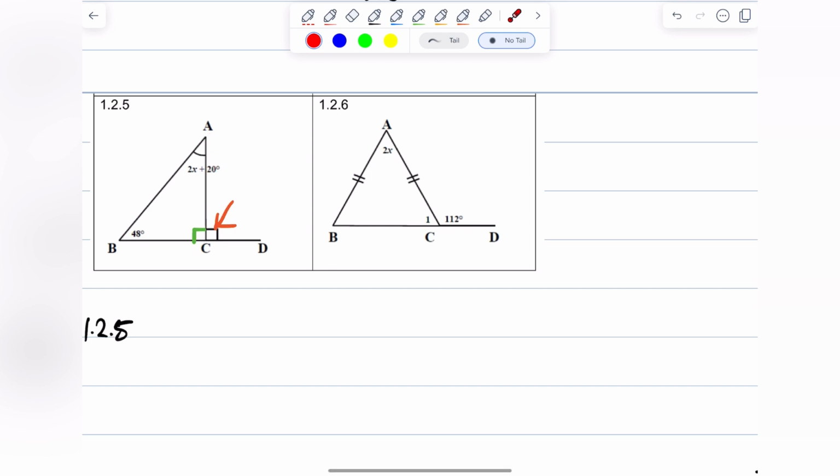BCA or ACB, that angle there of course is 90 degrees, and we can say that because we know that the other angle here is also 90 degrees. If you can just take that away here.